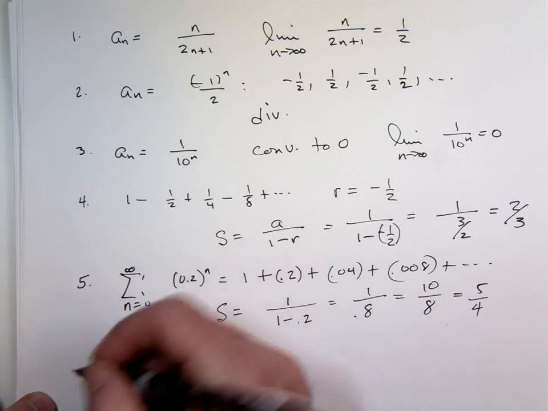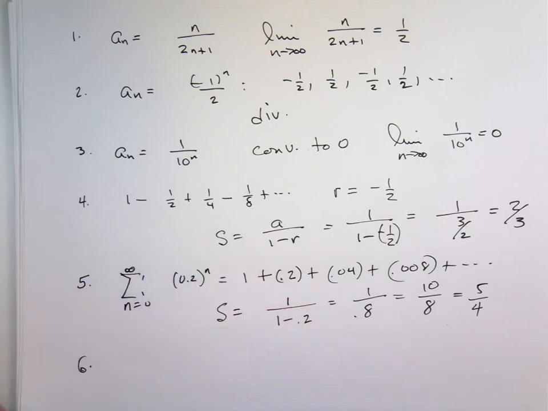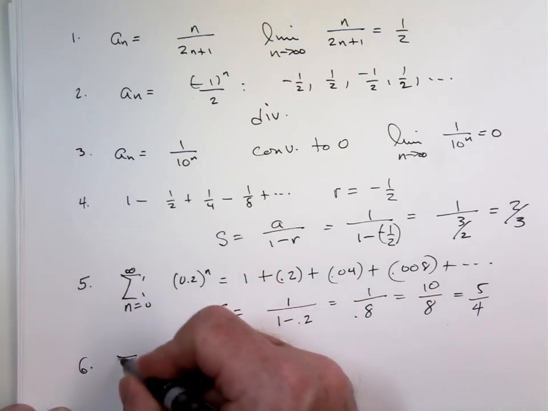Wow. Okay, fine. Number 6. 6 is not geometric. Let's write out a couple terms. Let's see what we got here.